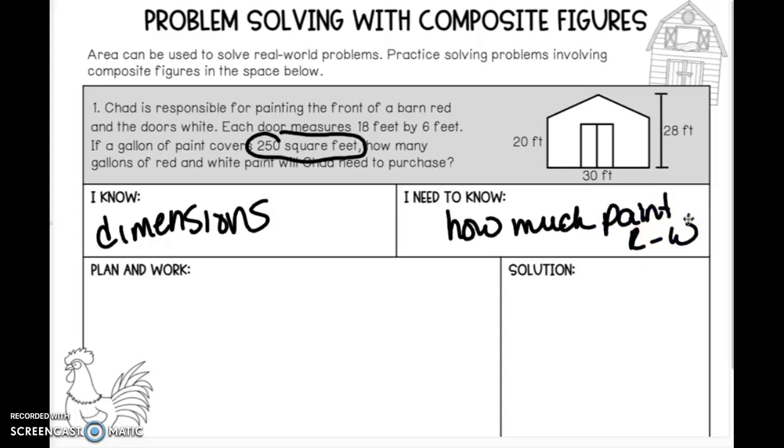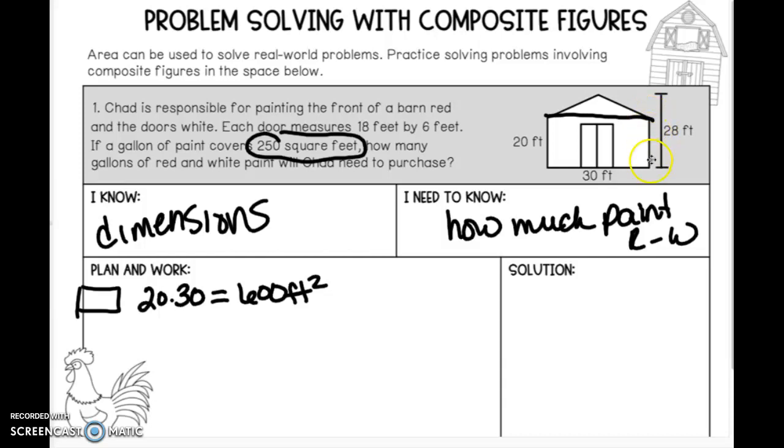We need how much paint we need of each color, red and white. Okay, so we have a barn here. If we go across, it looks like we have two rectangles, a big rectangle and a triangle. So first, let's do the big rectangle and let's get this part. So we have a 20 by 30. So this is the first big rectangle, and that is equal to 600 feet squared. However, we also have to add to that the triangle for the top.